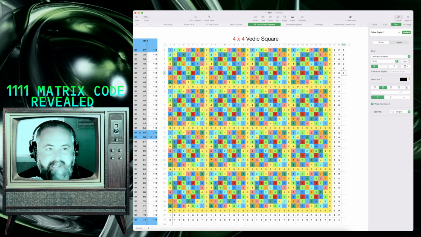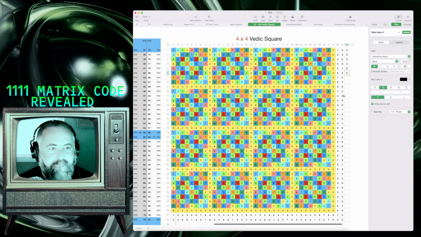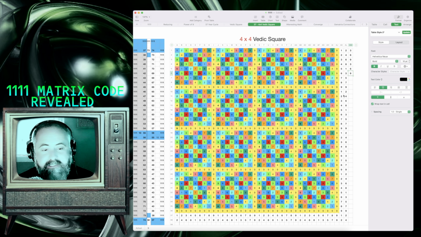But that sequence actually appears within the Vedic square itself. If you look at column C going straight down, it's 369, 369, 369, 369. So even without this last line that I started adding, it's interesting that that would be the next sequence added. Anyway, that should demonstrate how this is actually a Vedic square, but it's a 4x4 Vedic square.